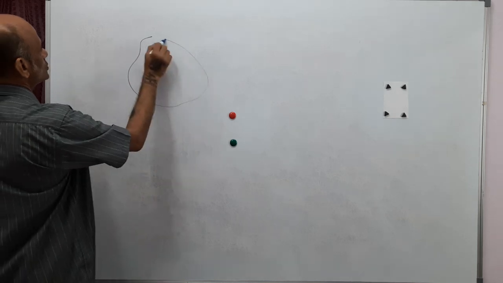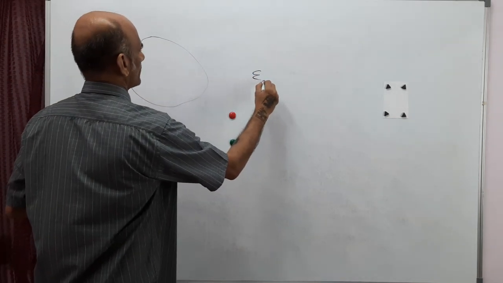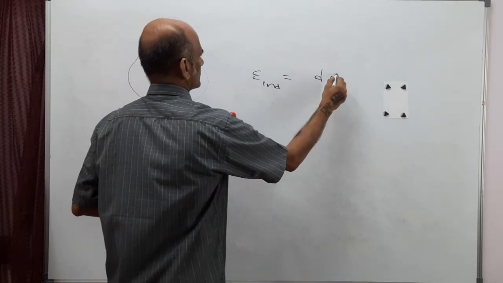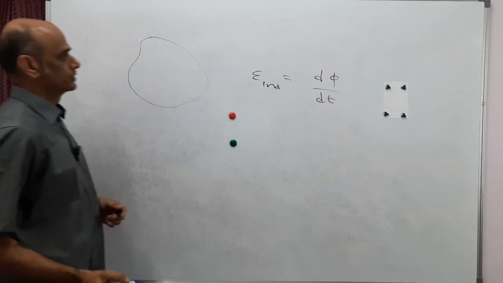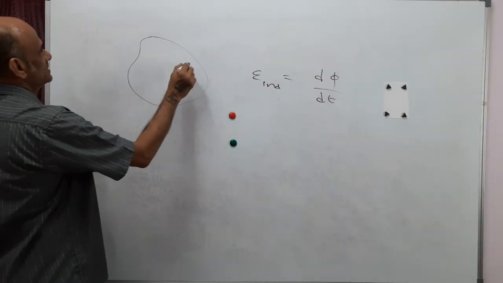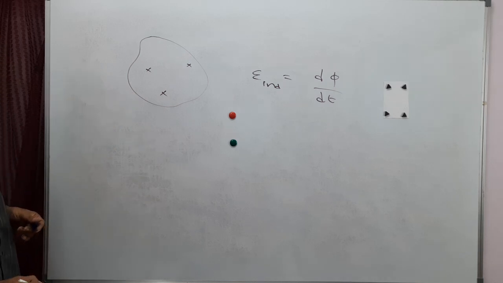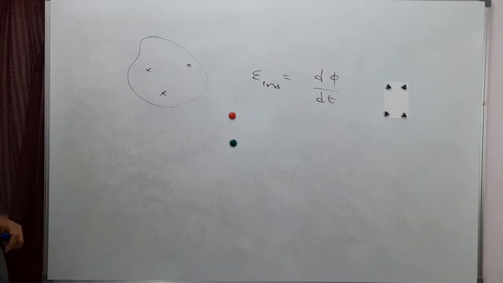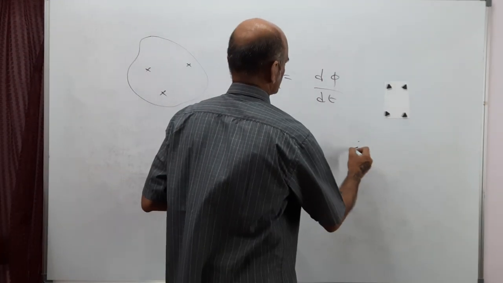If you consider a closed loop, EMF induced in this loop is the rate of change of flux linking the circuit. There will be some magnetic field in some direction. So the flux linking the circuit is the magnetic field into the area. So the induced EMF is, this is Faraday's law of electromagnetic induction.